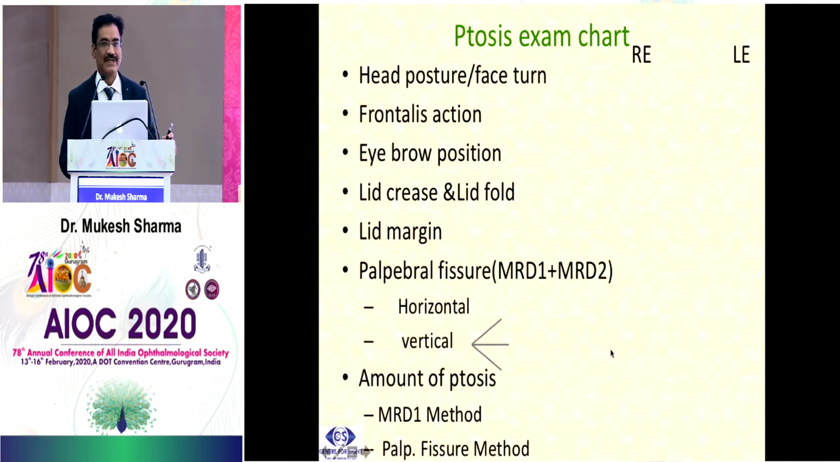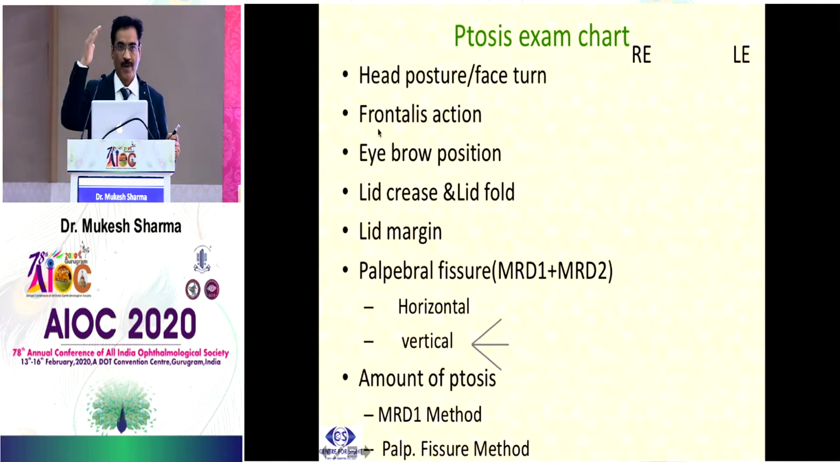Now we come to the ptosis examination. You are supposed to make a detailed ptosis chart in your examination whenever you get a case of ptosis. In that chart, you start first from a distance, examining the patient from a distance. When examining from a distance, you check head posture or face turn. The patient will have chin elevation in severe bilateral ptosis, or a face turn in unilateral ptosis which covers the pupil.